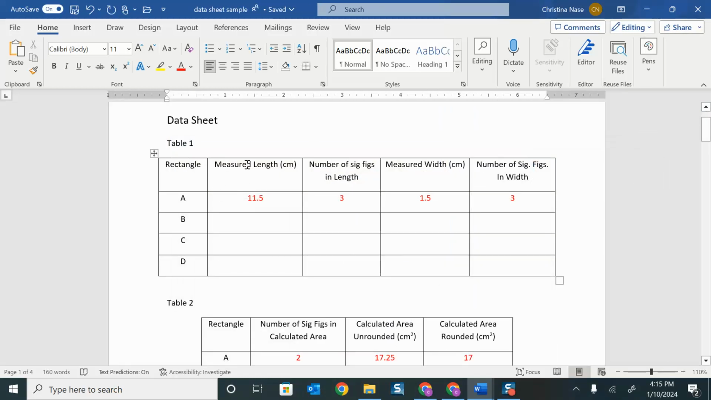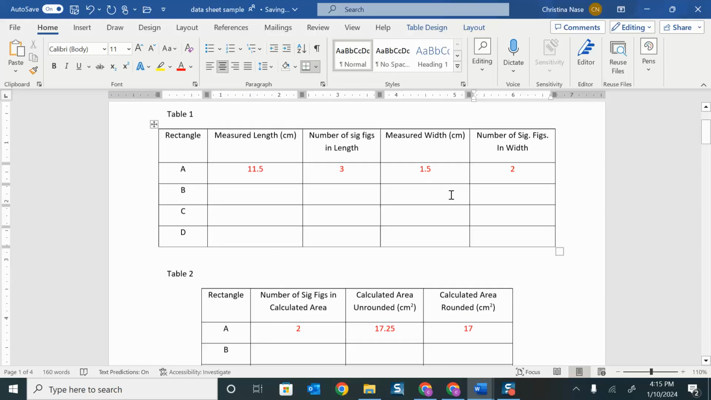Okay, so for the first one, measured length, 11.5. There's 3 sig figs in that number. All the numbers that I'm able to record, including this 0.5, where the uncertainty lies, count as my significant figures. For the width, I only have 2 significant figures. So let's put 2 down for our number of significant figures in the width. Only 2 there. And it will vary depending on how long your side was. This one was over 10, so I get an extra significant figure.